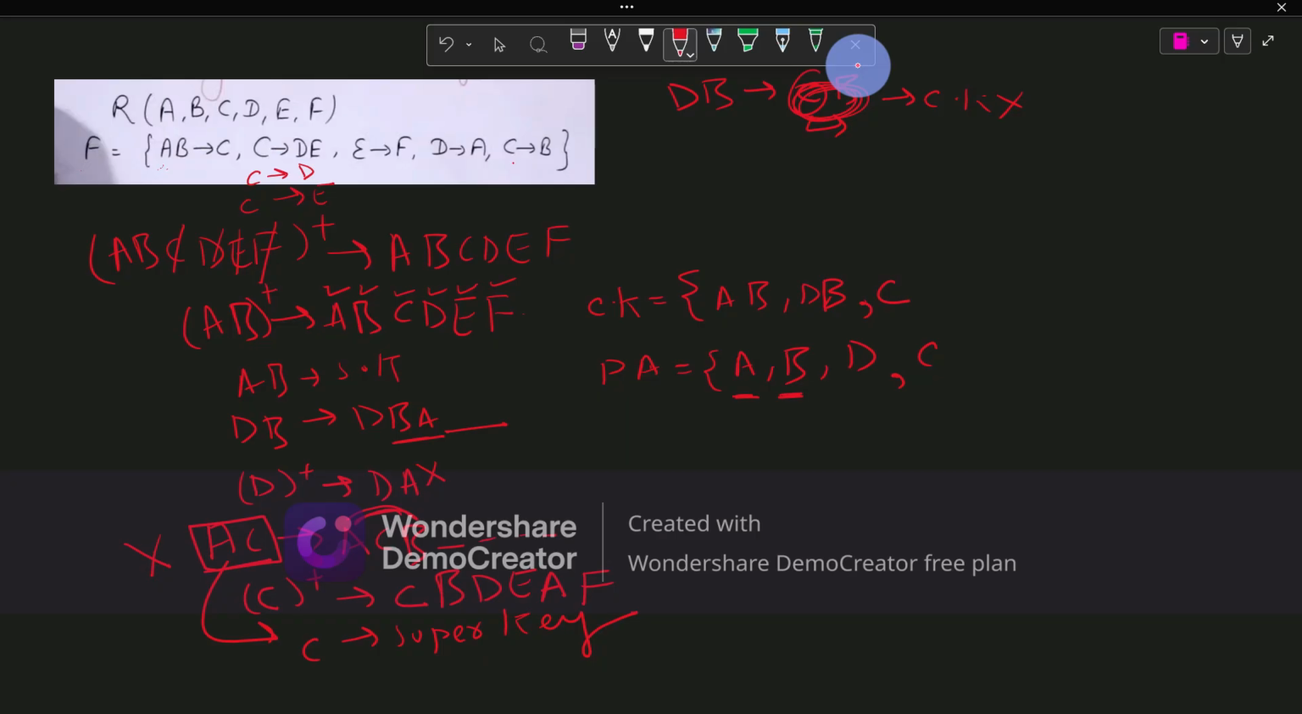Let's see if D is present; since D is not present, C is also not present. C is present here, as you can see, but C can be replaced with AB, and AB we have already written, so no need to write it again. So here we have solved our question. The candidate keys we have found are AB, DB, and C, and the prime attributes are A, B, D, and C.